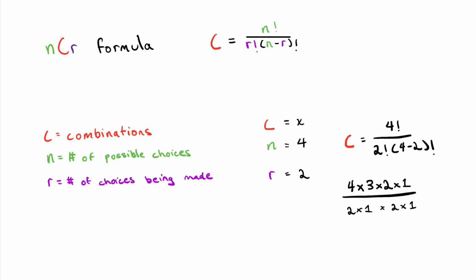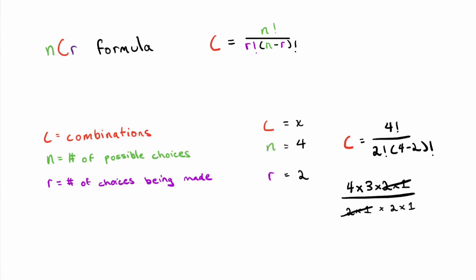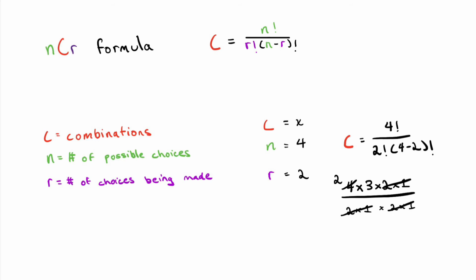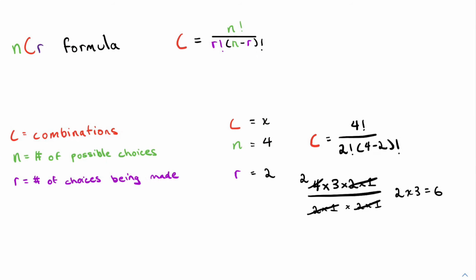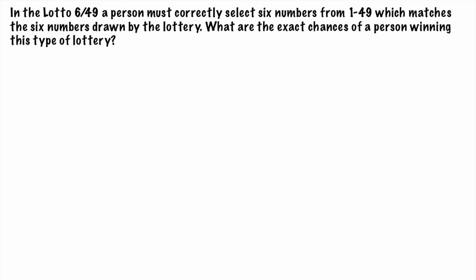When we expand this, we see that this is 4 times 3 times 2 times 1 over 2 times 1 times 2 times 1. Instead of multiplying this, we can cancel out the 2 times 1 at the top by the 2 times 1 at the bottom. Additionally, we can divide both the top and the bottom by 2, making 4 into 2 and 2 times 1 into 1. This results in us getting 2 times 3, which is 6, which is the same as what we found using the longer method.